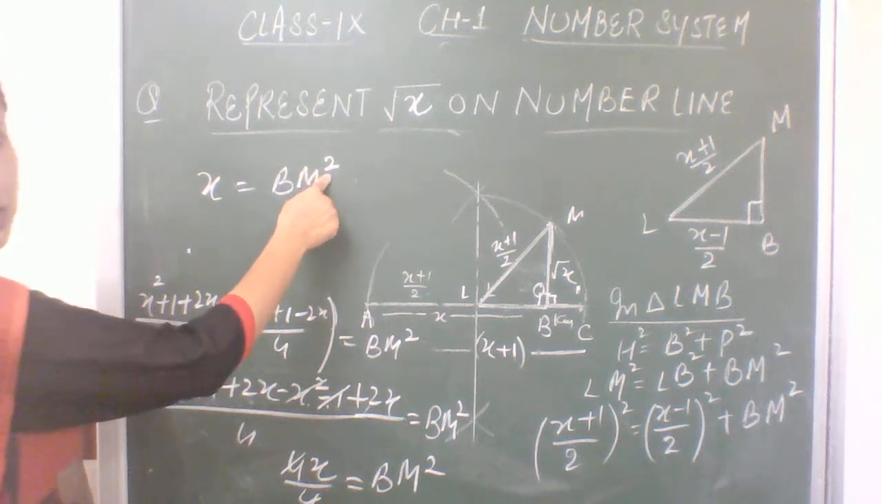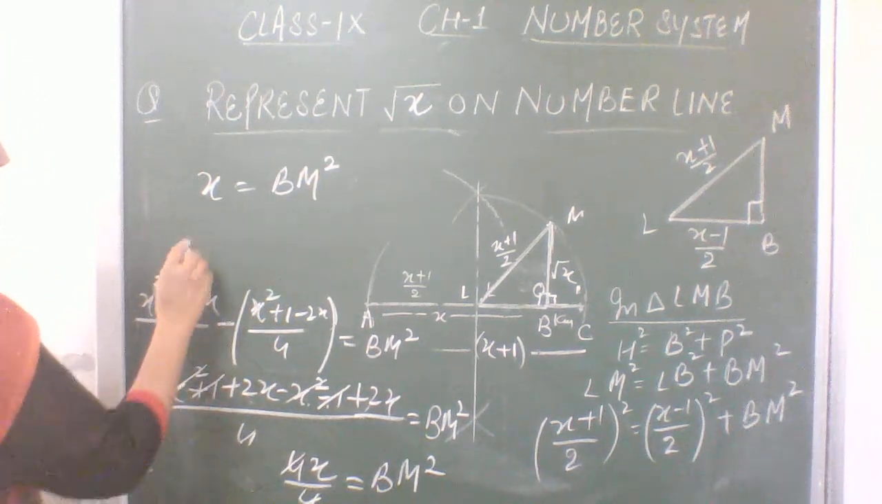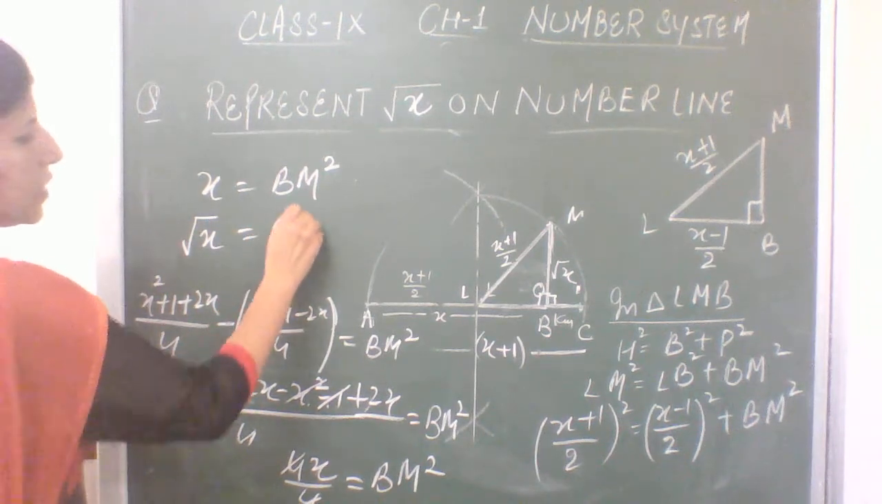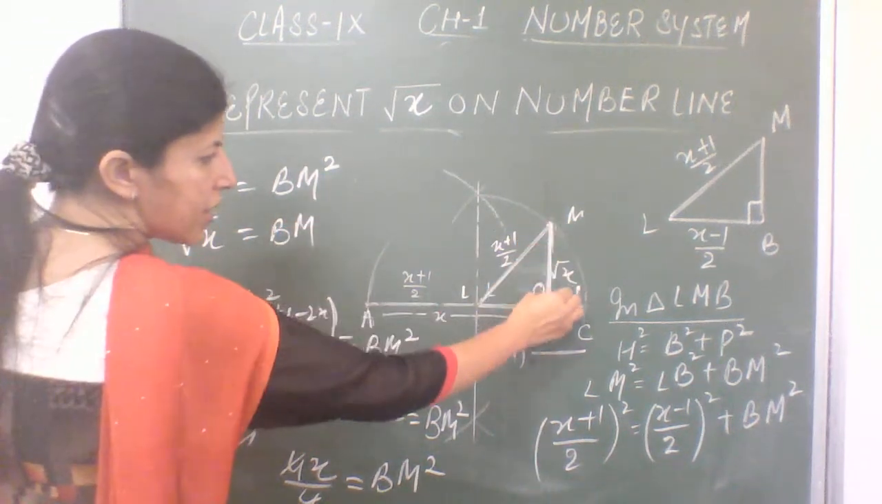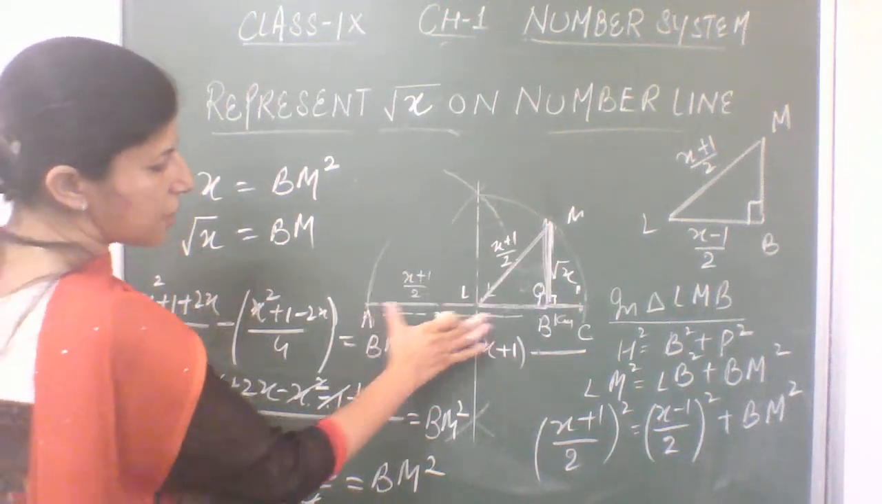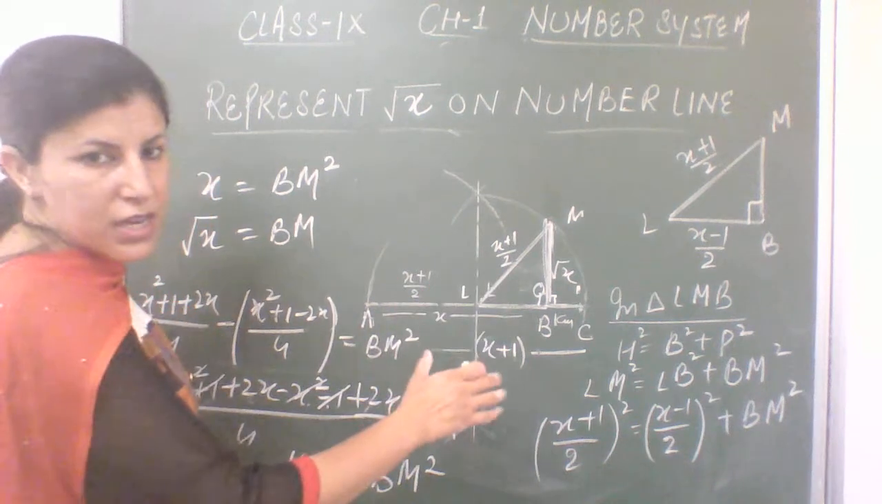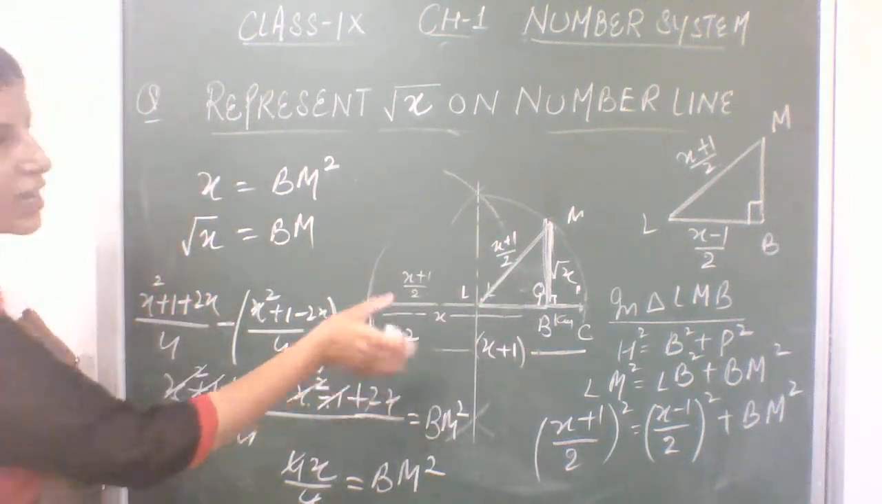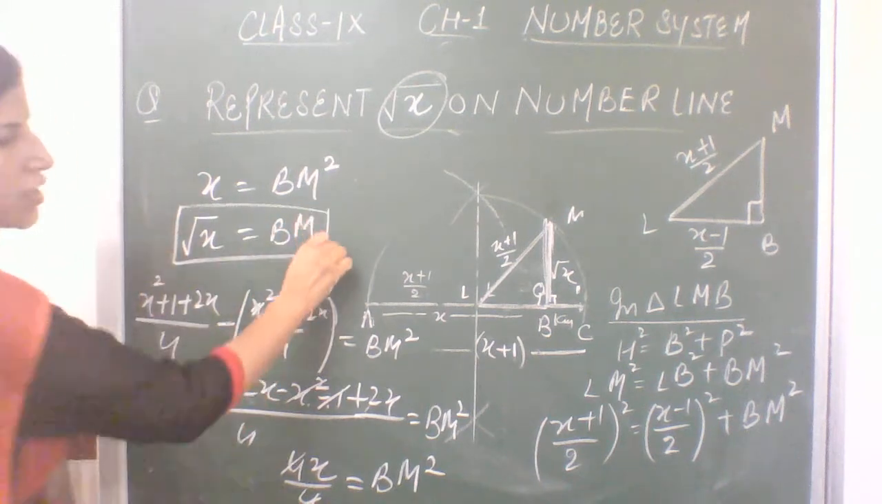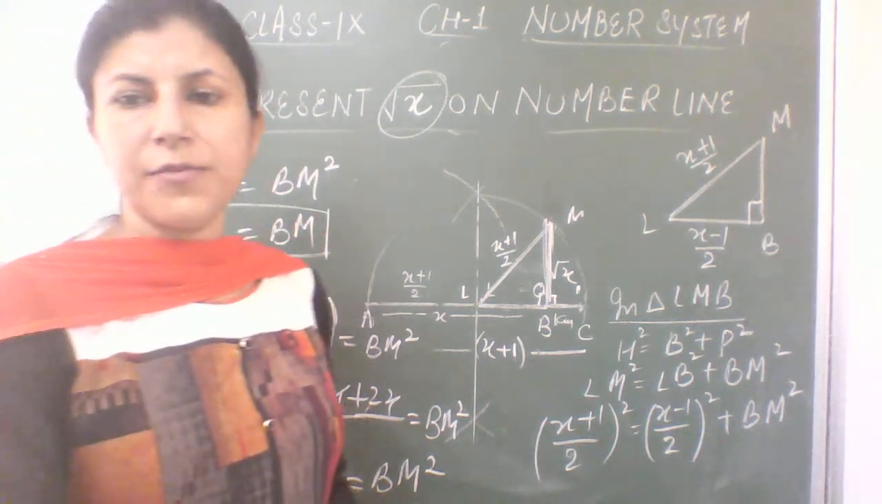Now transpose this square on another side. You will get, square का transpose क्या होता है? Root x is equal to BM. Means the length of this perpendicular BM will be root x. Means जितनी हमने ये length लिया था AB, पूरा प्रोसीजर करने के बाद हमारे पास जो इस perpendicular का length आएगा वो same number आएगा, root x. This BM is root x. Hope it is clear. Thank you.